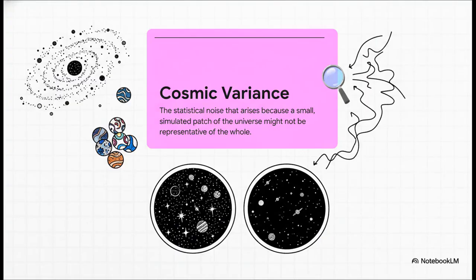And this is where something called cosmic variance completely ruins the party. The best way to think about it is like a cosmic lottery. When you grab a small patch of the universe to study, you might get a perfectly average sample. Or you might just happen to grab a patch that's unusually crowded with matter, or maybe one that's strangely empty. This statistical noise makes getting reliable results incredibly difficult.